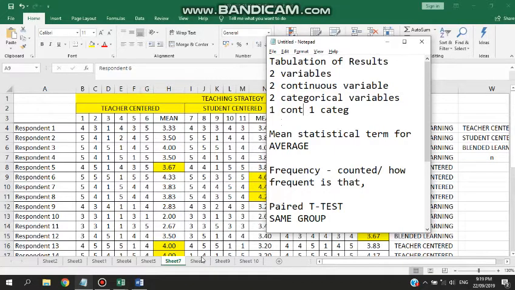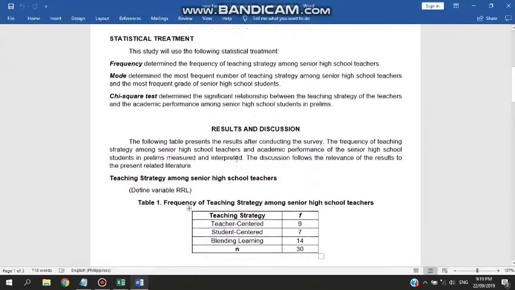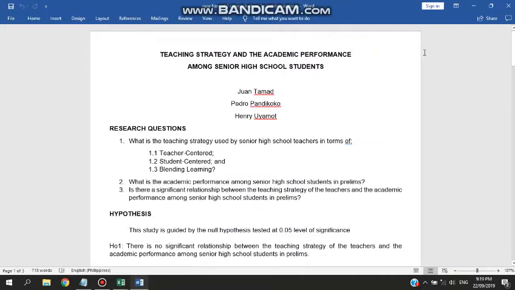For example, teaching strategy and the academic performance among senior high school students. For teaching strategy, yun naman measure yun. Yung strategy kasi meron tayo tinatawag na strategy na teacher-centered, student-centered, meron ding blended yung dalawa. So for teaching strategy, yun naman measure yung the level of usage of this strategy, but you can just classify anong strategy yung ginagamit niya.